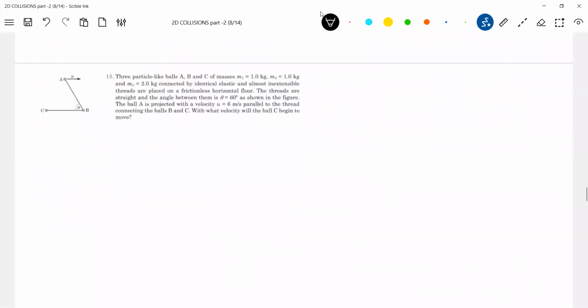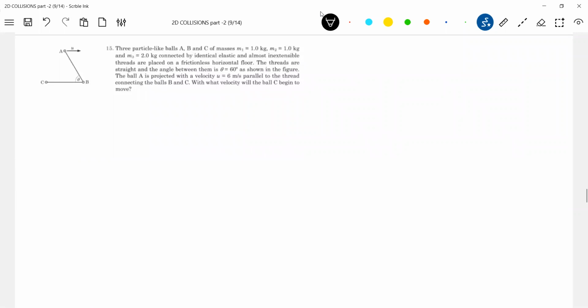Come to this. Only we took 2, no? I'm just bringing in the 3 balls now. 3 particles A, B, C of masses m1, m2 and m3. The threads are straight. The angle between them is theta 60 as shown in the figure. Ball A is projected with velocity u parallel to the thread connecting the balls B and C.